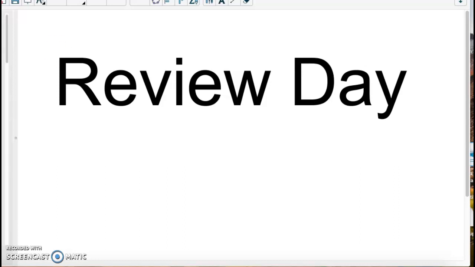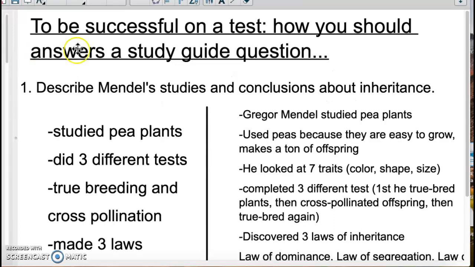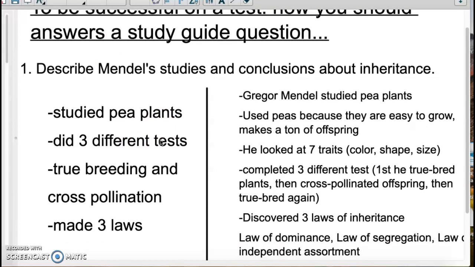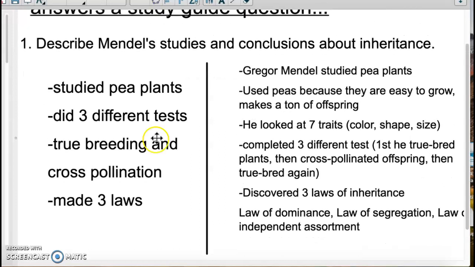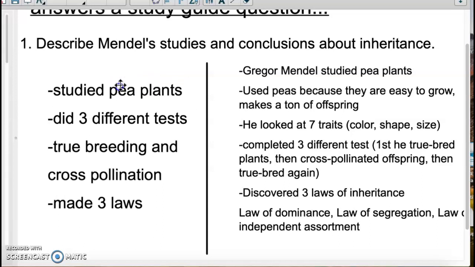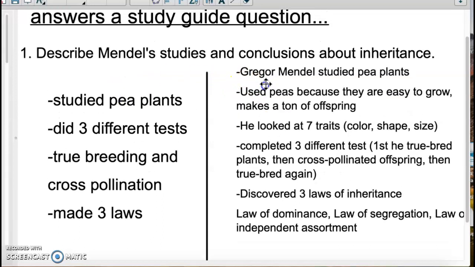Just real quickly, I wanted to show you, when you look at a study guide question and want to have the best quality information on a study guide, the difference between an okay answer and a really good, thorough answer. Question number 1 says, describe Mendel's studies and conclusions about inheritance.